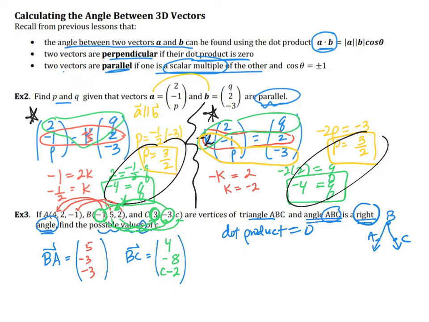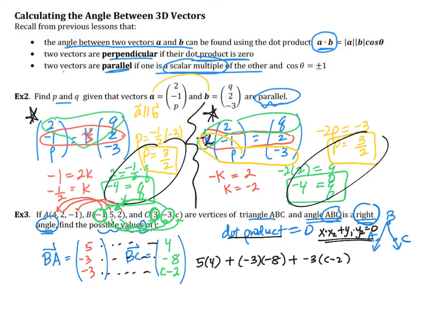Okay, now that we have our two vectors, we're going to find their dot product. And if you recall from a two-dimensional vector with just x and y, all you had to do was multiply their x's to each other, add it to the y's, and then set it equal to 0. So now we're going to do the same thing, except we're going to not only multiply the x's and the y's to each other, but we're also going to multiply the z's, and then set it equal to 0 and solve. You can pause and do it on your own, or you can follow along with me. So I'm going to do 5 times 4 plus -3 times -8 plus -3 times (c - 2), and all of that together has to equal 0.